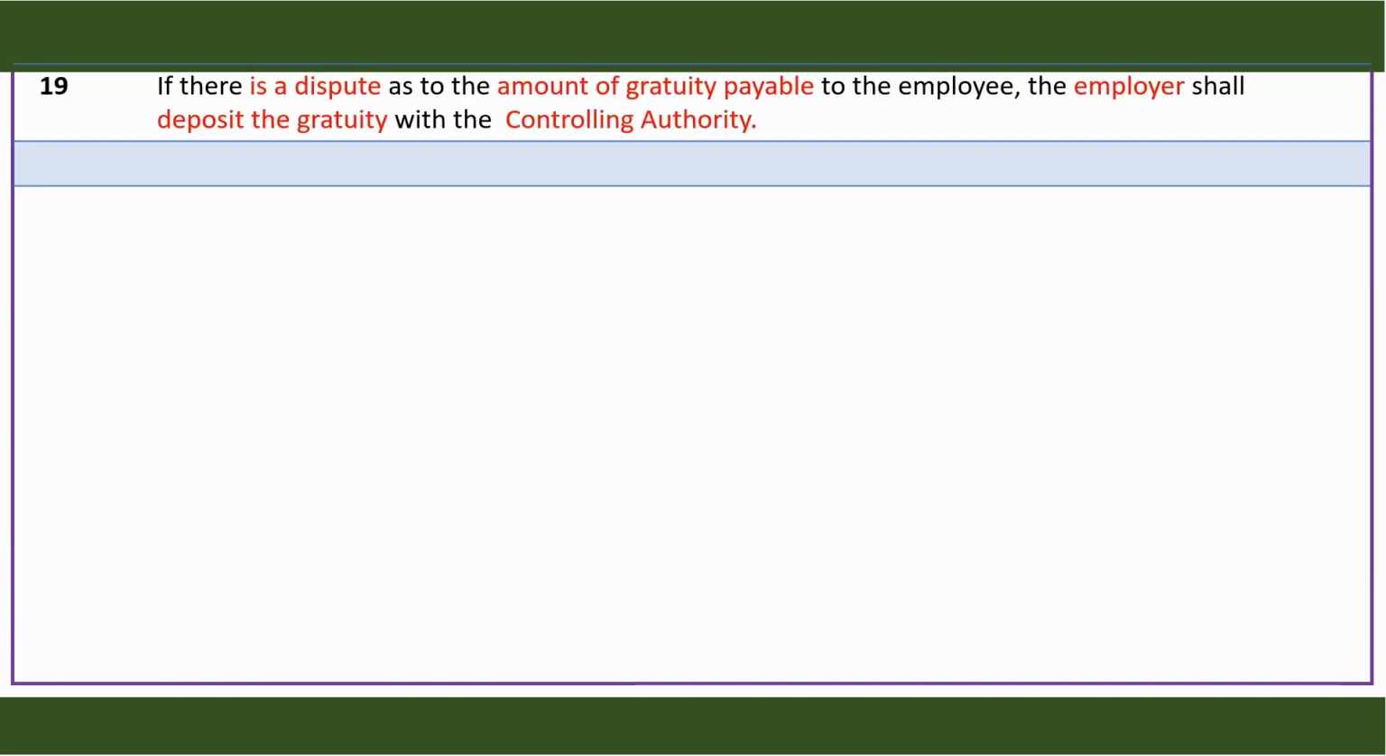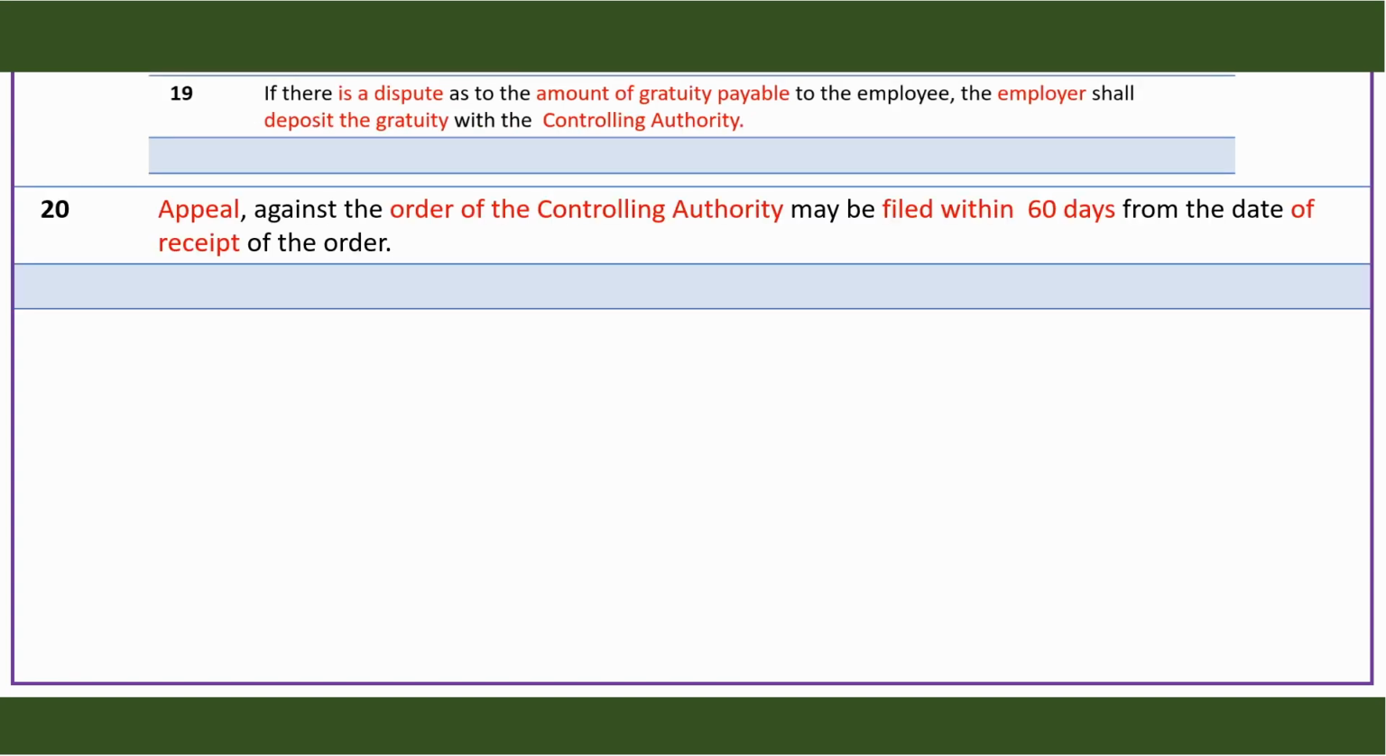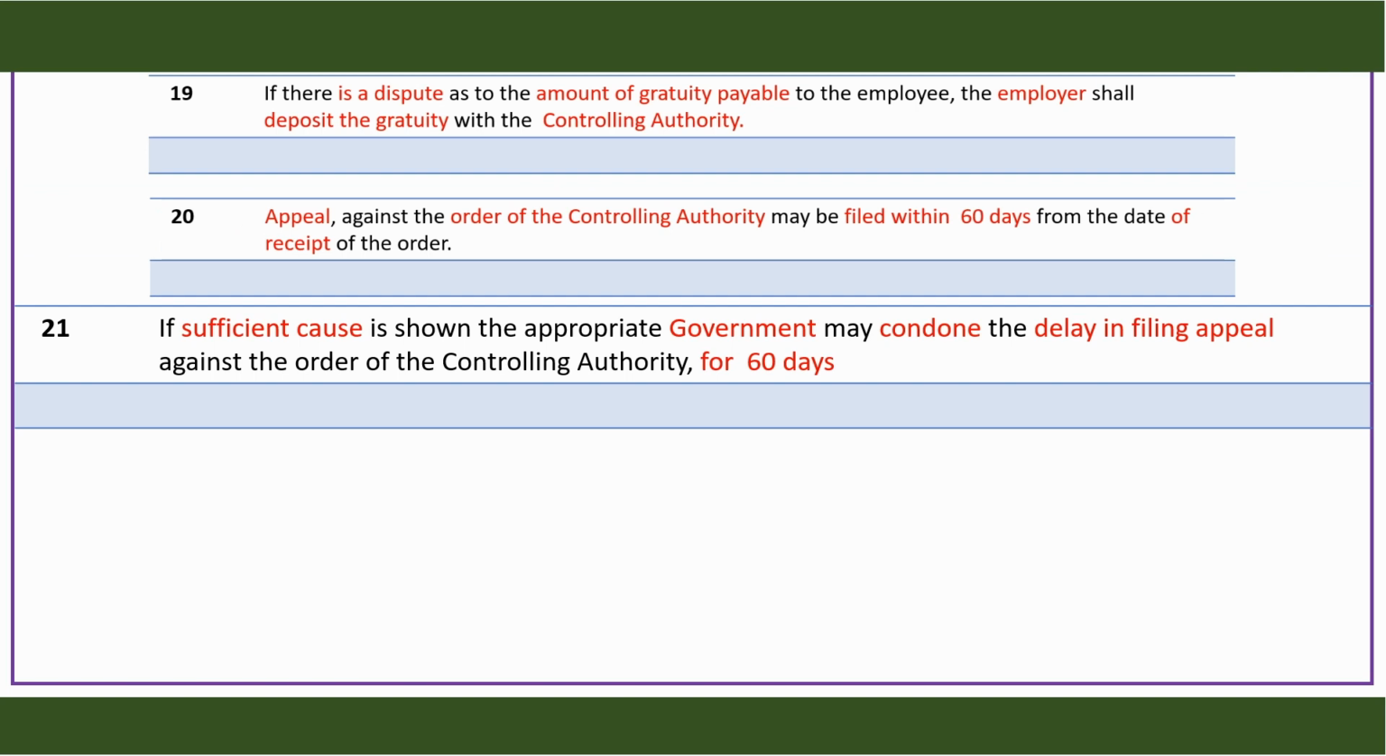If there is a dispute on the amount of gratuity payable, the employer can pursue the dispute, but before that, it is safer for him to deposit the gratuity with the controlling authority and proceed with the dispute. The controlling authority may give his decision, and any decision given by him can be appealed, but the appeal has to be filed within 60 days from the receipt of the order of the controlling authority. There is a limit of 60 days for filing an appeal, but if sufficient cause is shown, the government may condone the delay and give time up to another 60 days.